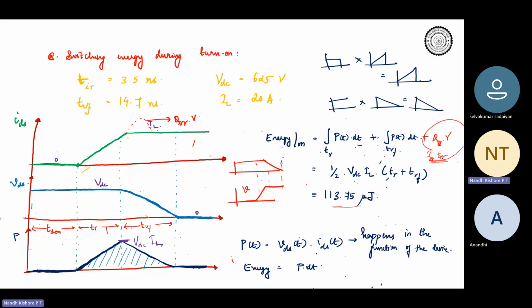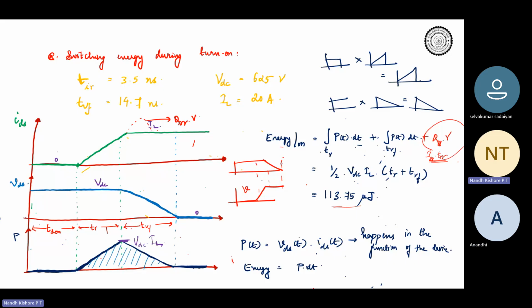So if you have to calculate the average power, this is just the instantaneous power, right? What will you do? First, you will calculate the area under this. Area under the power curve will give energy, right? Power into time is energy, so you will calculate the area.